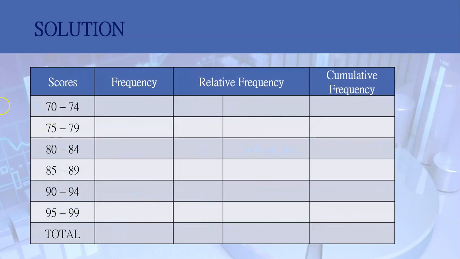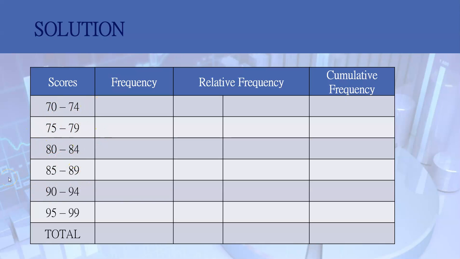So I decided to break my intervals up into groups of 5. So 70 to 74, 75 to 79, 80 to 84, and so on. It doesn't necessarily have to look this way as long as your class widths are the same. So if I test this, any 2 consecutive lower class limits, when I subtract them, should be the same. So 75 minus 70 is 5, 95 minus 90 is 5. Everything is 5, which means my intervals are perfectly fine.